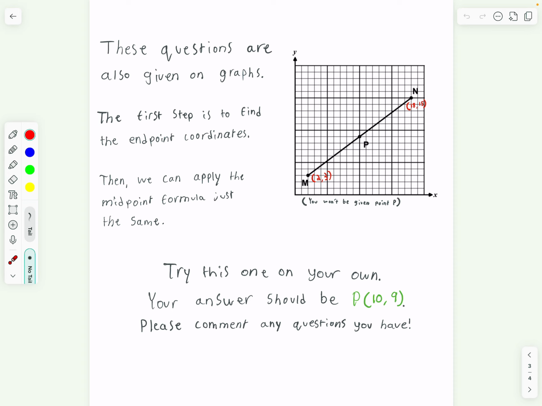Once you have those endpoint coordinates, you can just plug them back into the midpoint formula. Remember point 1, point 2, x1, y1, x2, y2. Same thing. Try this one on your own. You should get coordinates 10, 9 for point P.